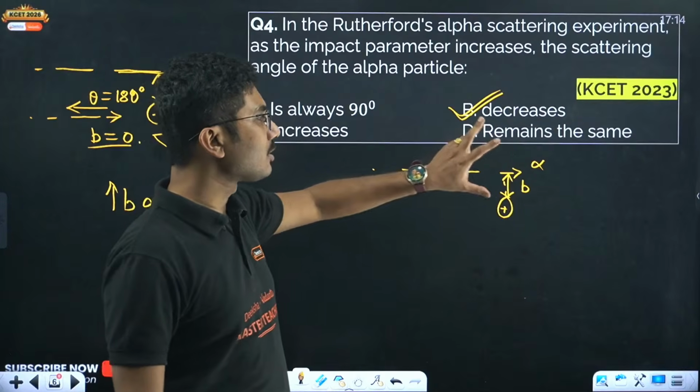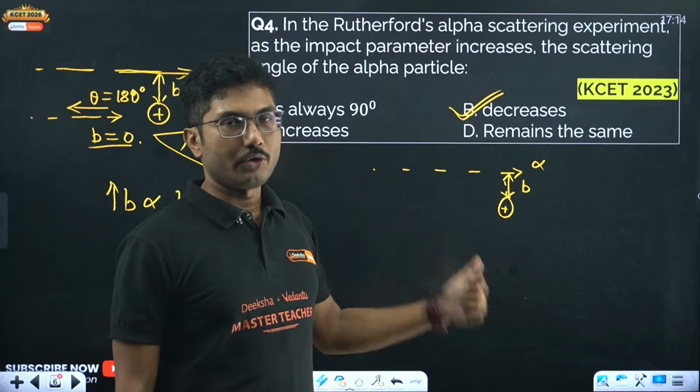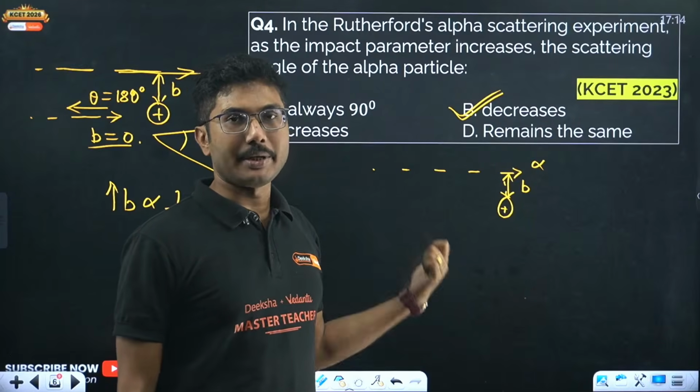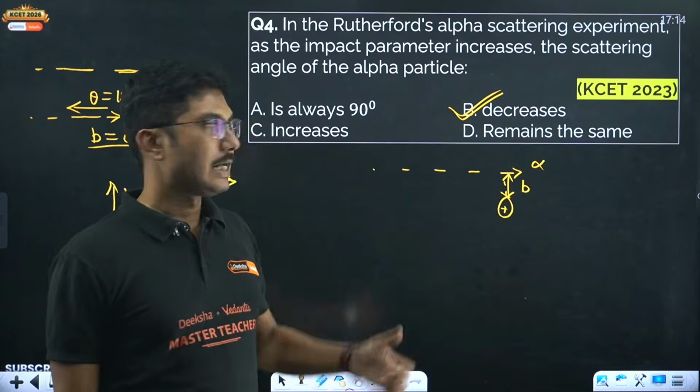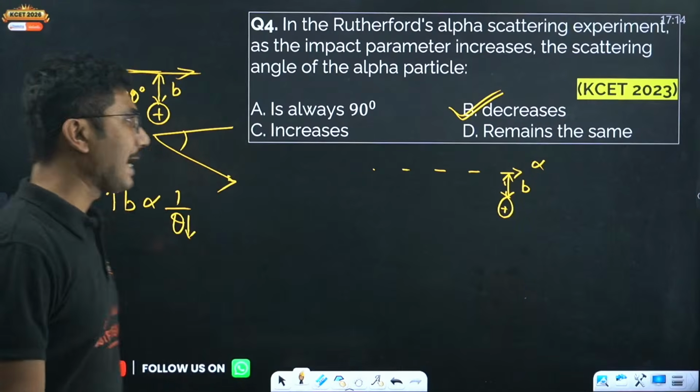So remember that smaller the impact parameter, scattering angle is more. If you increase the impact parameter, scattering angle will be less. That means increasing the impact parameter decreases the scattering angle.